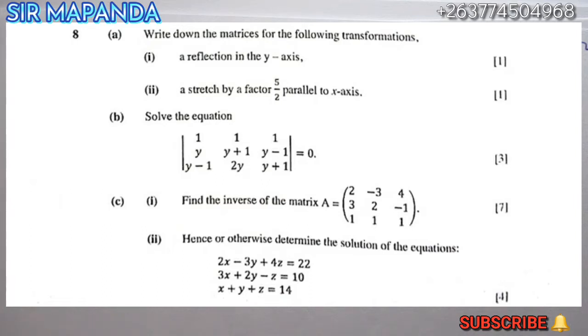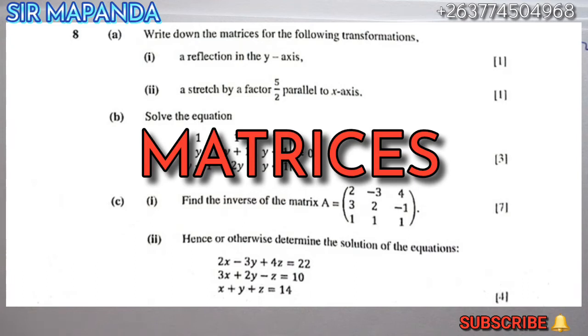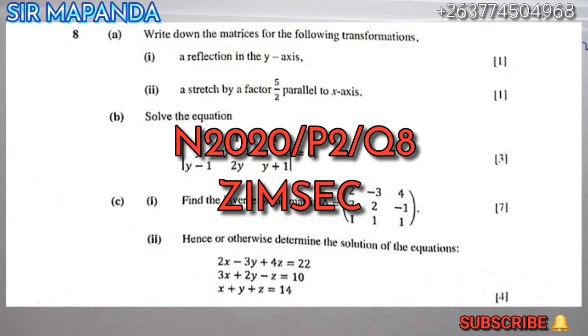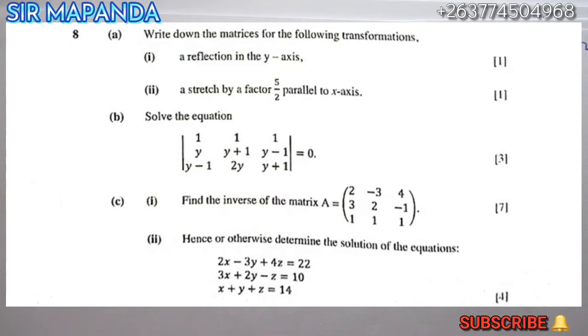Today we are going to attack matrices. I have extracted a question from November 2020 Zimsec paper 2. This is question number 8, section B. We are going to start with part A of the question. It reads, write down the matrices for the following transformations. Number 1, reflection in the y-axis, 1 mark.